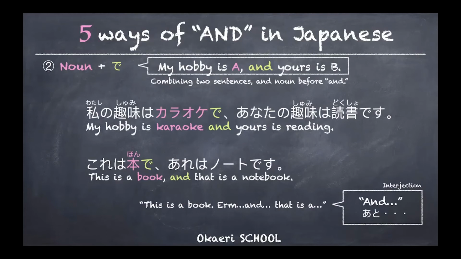And when you want to use and as an interjection, that would be あと, you could also say this. But it's in the daily conversation, right? So this is a book. これは本です. Period. And あと that is a notebook. あれはノートです. That would be different. But usually, especially in written Japanese, これは本で、あれはノートです. Or in daily conversation as well, to combine naturally two different sentences.